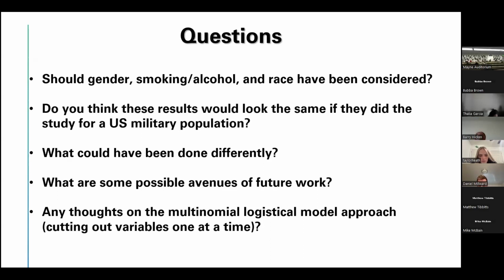So you're saying that there might be a higher likelihood of stress fractures if you did this study for a US cohort?